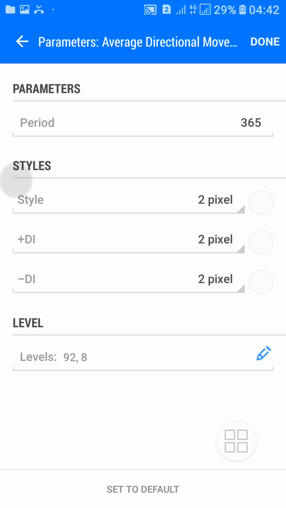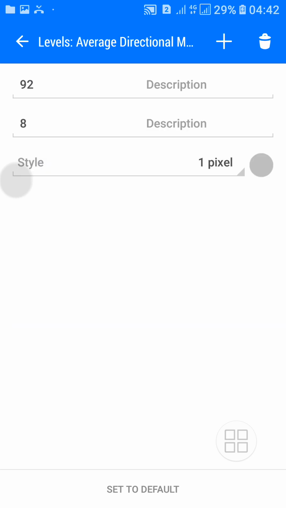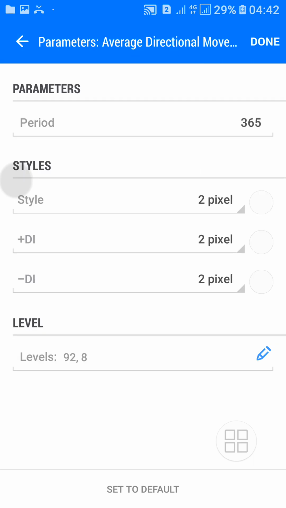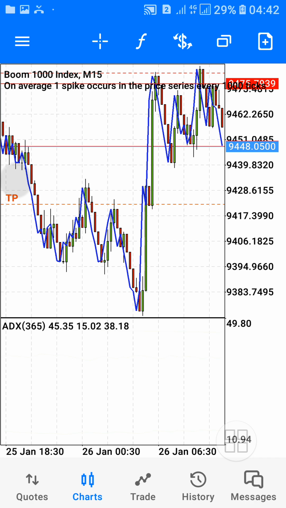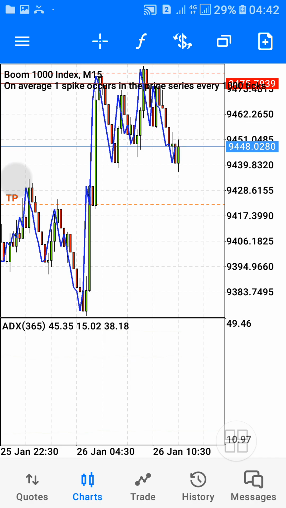The next indicator I'm adding is called the Average Directional Movement Index. These are the parameters I'm using. The period is 365, and for the styles, every color should be the color of your background. These are the levels we are using: the 92 level and the 8 level. All right, so I am done with this. I've got this indicator in window 1 now.